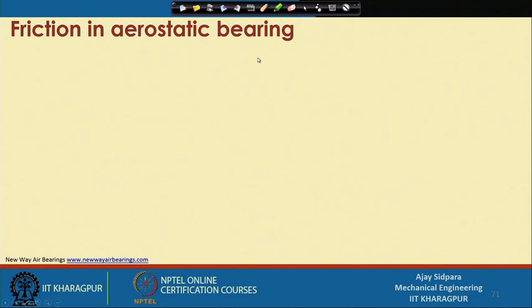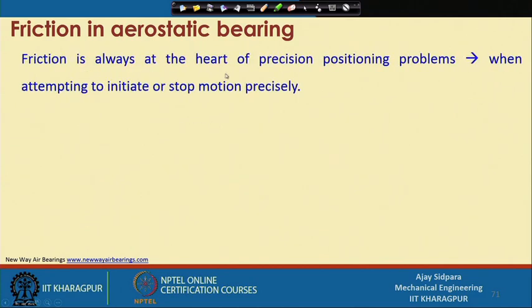Right. So, friction in aerostatic bearing. Friction is always the heart of the precision positioning problem, because when attempting to initiate or stop the machine precisely, friction creates problems at 2 locations. The first is when to initiate the motion, right. Once one particular thing is at rest, then you have to apply a certain force, and only after that it will move further in this direction, right. So, this is the force requirement and this is the displacement. It will not start from 0, it will start from one particular location, unless you cross that particular limit, then only you will get the displacement, right. So, this is called stiction.